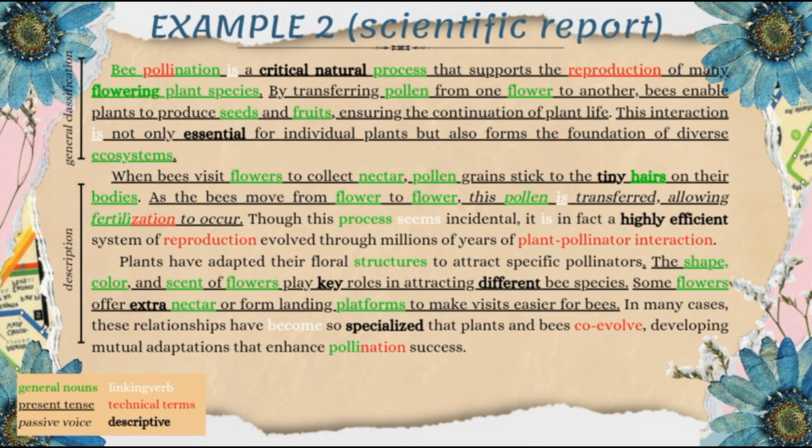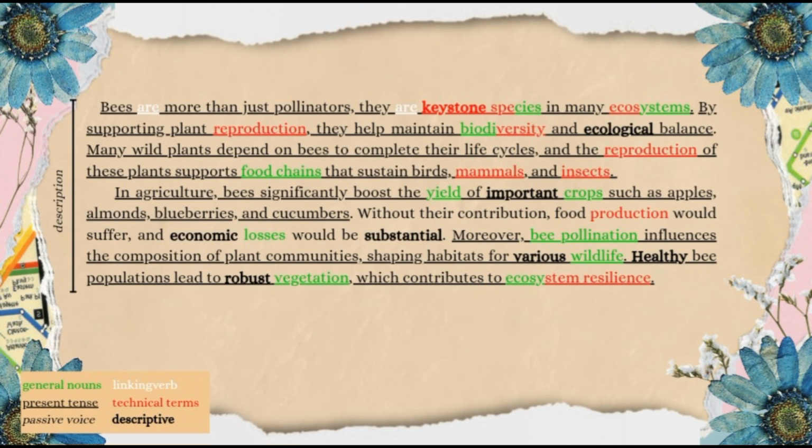Present tense is marked with underline. For example, bee pollination is a critical natural process that supports the reproduction of many flowering plant species by transferring pollen from one flower to another. Bees enable plants to produce seeds and fruits, ensuring the continuation of plant life. Next is linking verb, marked with white colors like is, seems, was, were, and so on.